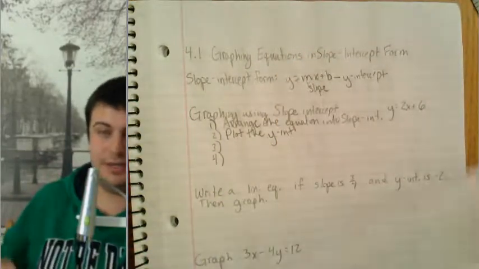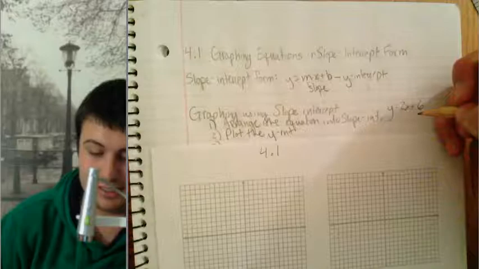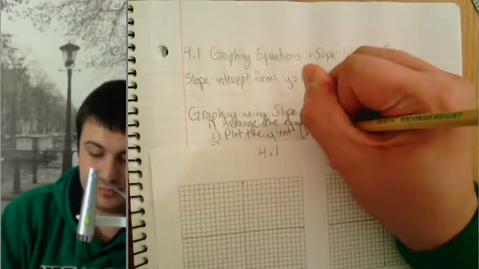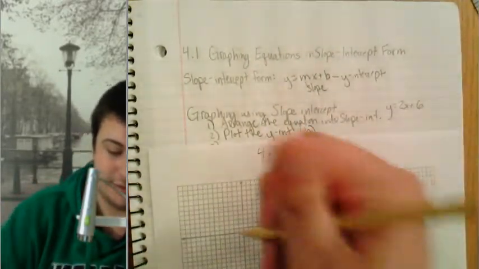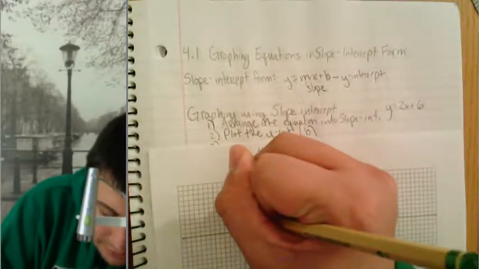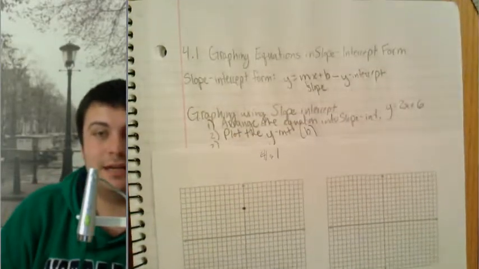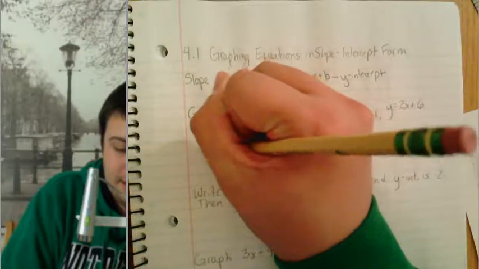Step 2, we plot the y-intercept. So if we're going to use y equals 2x plus 6, we use our graph paper. What's our y-intercept? That's b, so that's 6. So our y-intercept is plus 6. 1, 2, 3, 4, 5, 6. There's plotting our y-intercept.